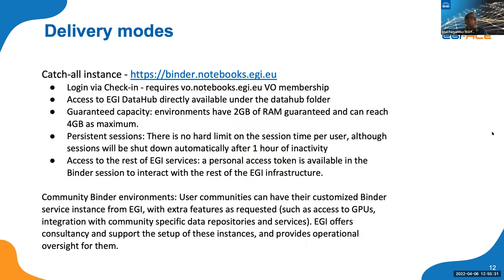Just to tell you, we now have two instances, a catch-all instance that is open. We do an identity vetting. We don't allow everyone in, just check that you look legitimate. We have this Data Hub. We have some basic capacity for every user, 4 GB of RAM and no limits on the CPU. We don't cut sessions after 1 hour. And you have this token to access other services.